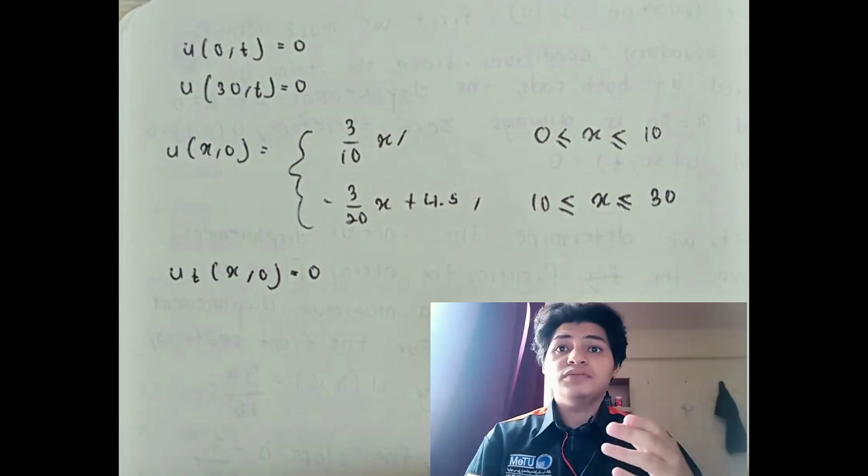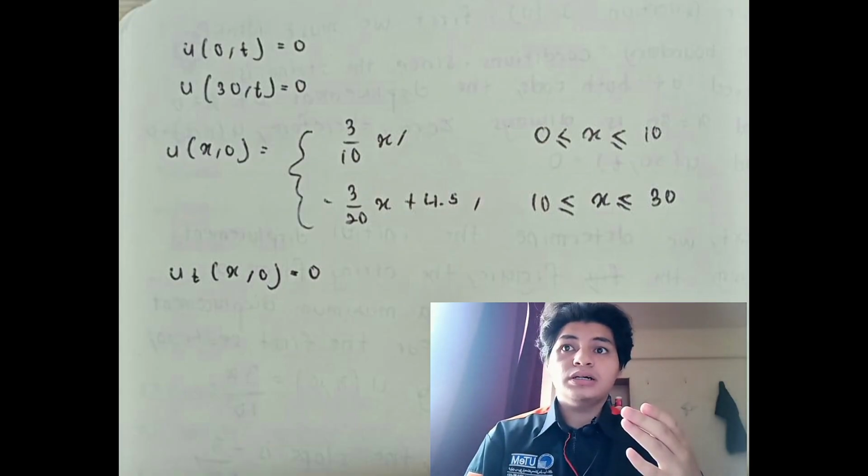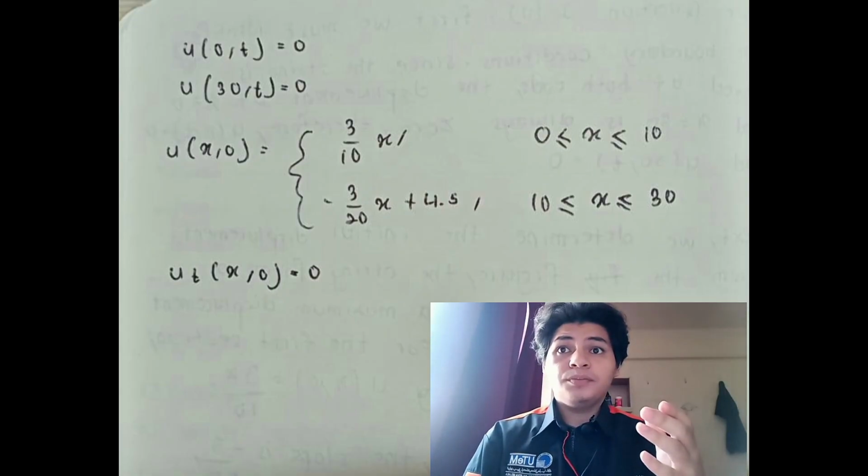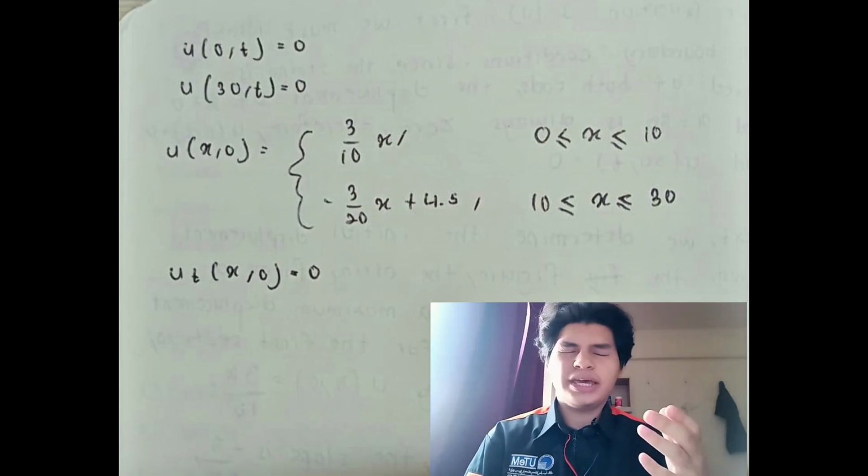How did I get 3 over 10? The value 3 over 10 comes from the gradient of the first straight line. The string rises 3 cm over a horizontal distance of 10 cm. So using the gradient formula, rise over run, we get 3 over 10. Since the line passes through the origin (0,0), the equation becomes u(x,0) equals 3 over 10 x.